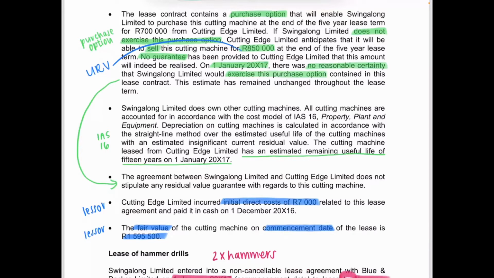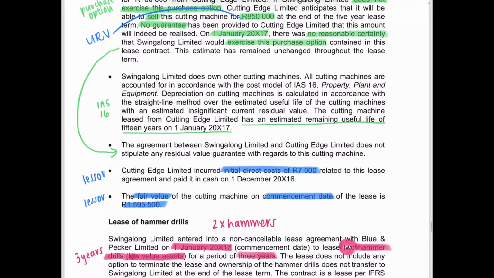So this paragraph is about IAS 16, and it tells you that the cutting machine has an estimated remaining useful life of 15 years. And then also the agreement does not stipulate any residual value guarantee with regards to this cutting machine. So there's no residual value guarantee. Then in terms of the lessor, Cutting Edge Limited incurred initial direct costs of 7,000, and the fair value of the cutting machine on commencement date of the lease is 1.5955 million rand.